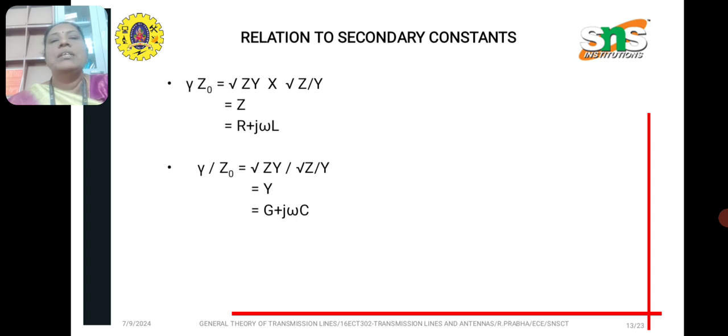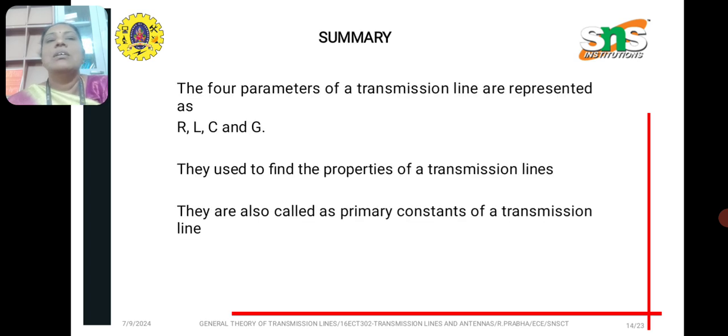And now dividing the propagation constant by the characteristic impedance, γ by Z0 gives root of ZY divided by root of Z by Y. We get the answer as Y. It is G plus jωC. And this γ and this Z0 are also known as secondary constants of the transmission line.